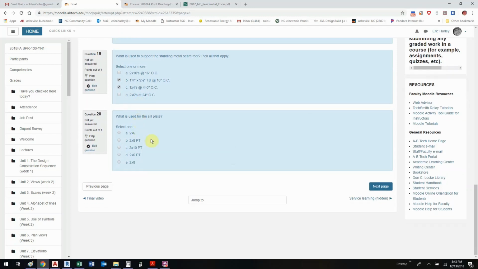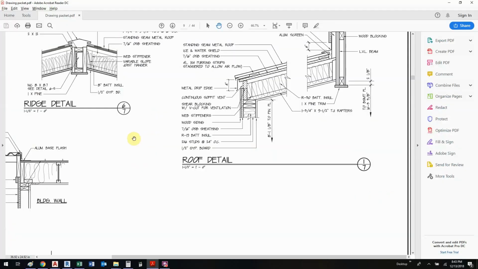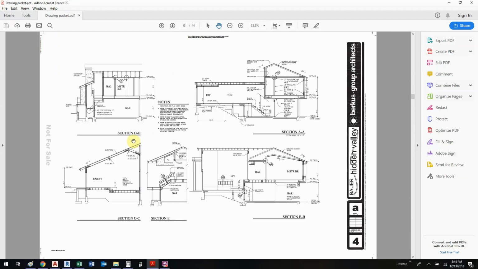What is used for the seal plate? Let's go back over to the general, and I've locked it up, haven't I? Not responding. Give it a second.